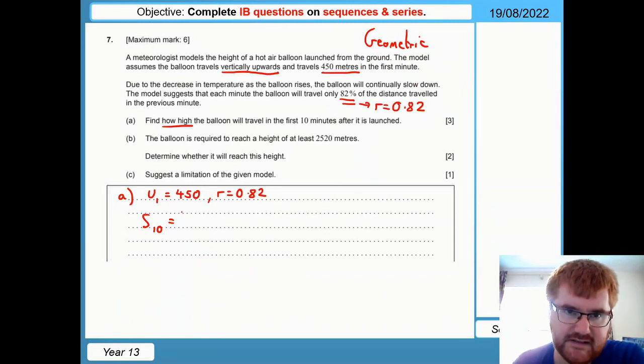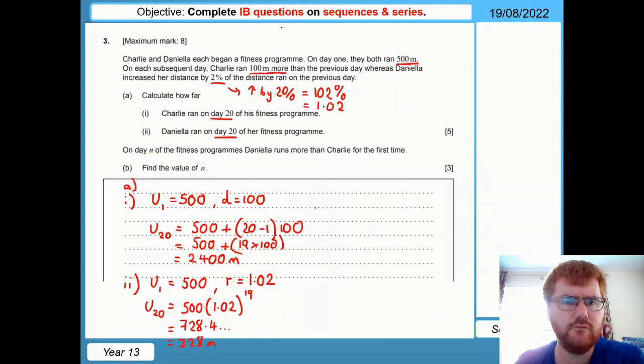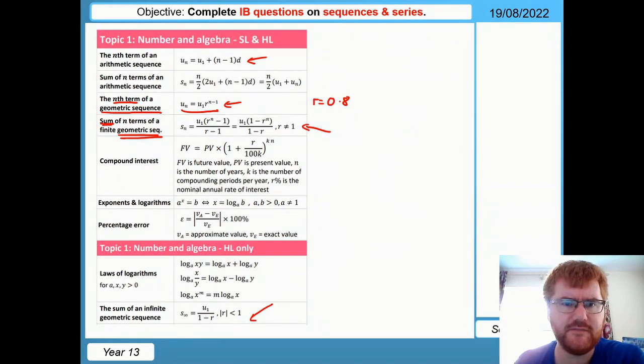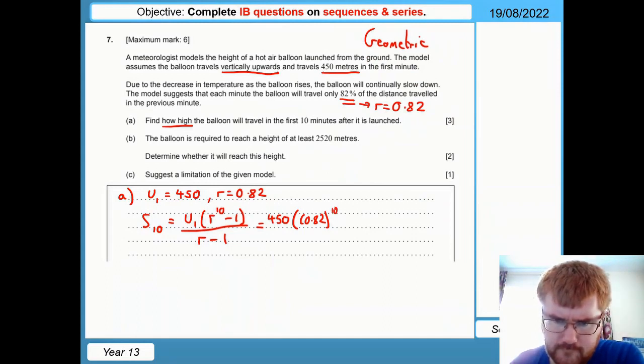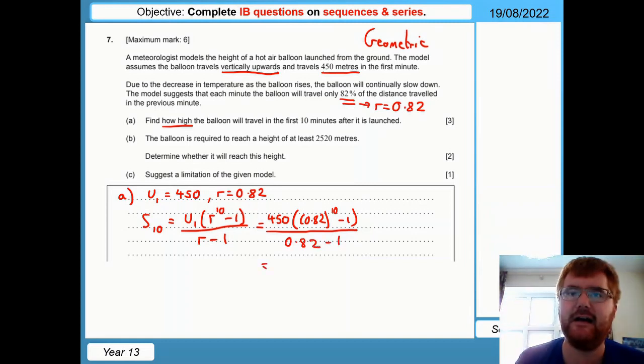So to work out S10, it's U1 times r to the power of 10 minus 1, over r minus 1, and just substitute these values in. So we've got 450, we've got 0.82. What you have to check, yep, this is r to the power of n, so I'm just double checking these things as we go through, minus 1 over 0.82 minus 1. And we're just going to pop this now into the calculator.